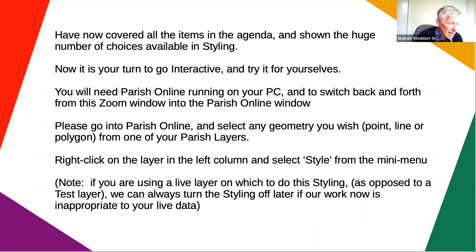So any one you want, right click on the layer and pull up style from the mini menu. And if you're choosing to run on a live layer from your parish layers, don't worry, with all the styling that we're doing today, we can just turn off and you can go back to standard. If you have a test layer, then I suggest it's a much better one to use, but it doesn't matter if you're using a live layer, because turning off the styling is as easy as turning it on again.